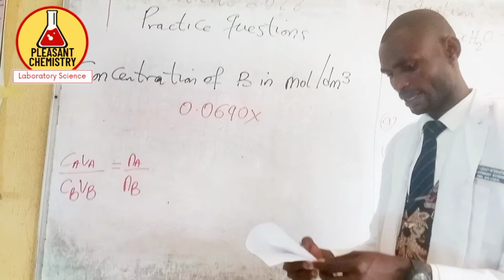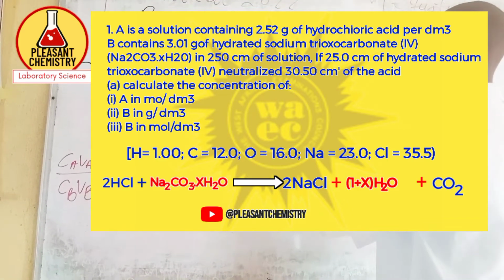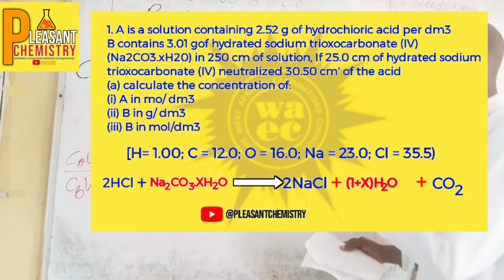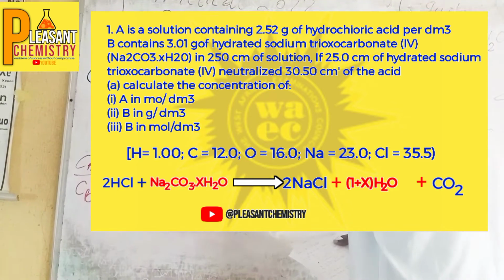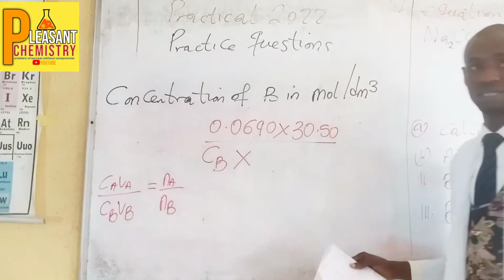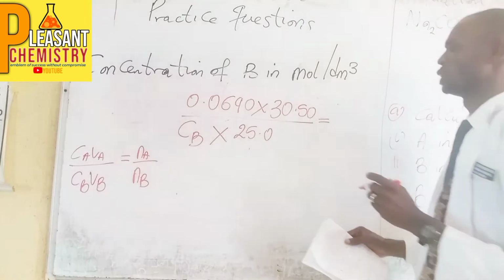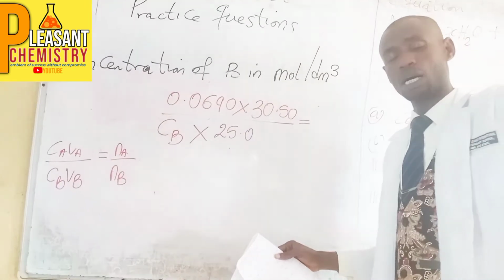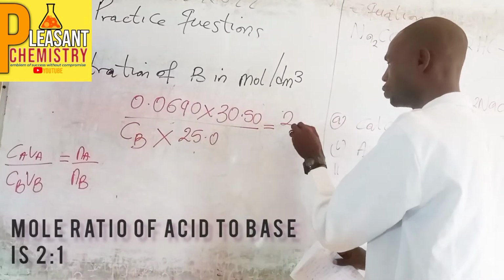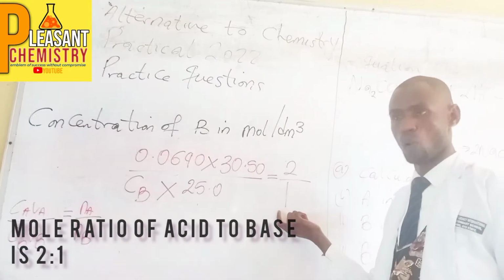Now, from my list here, the VA that we are given in the question is 30.50. That's the volume of the acid, divided by the concentration of B. Remember, that's what the question asks us to calculate, so we don't know it. Multiplied by the volume of B, which is constant, the volume of the pipette, 25.0, is equal to, going back to the equation of the reaction, the mole ratio of acid to base, 2:1. Acid is 2, the number we use to balance the equation, while the base is 1.